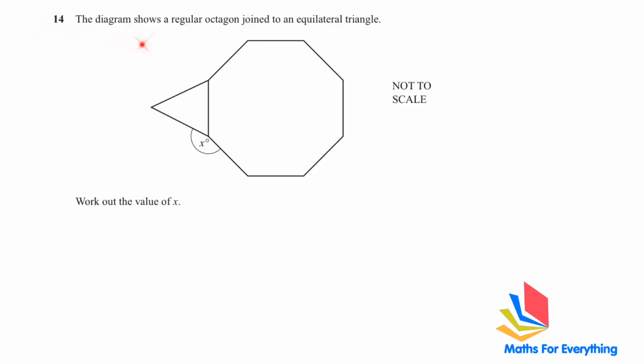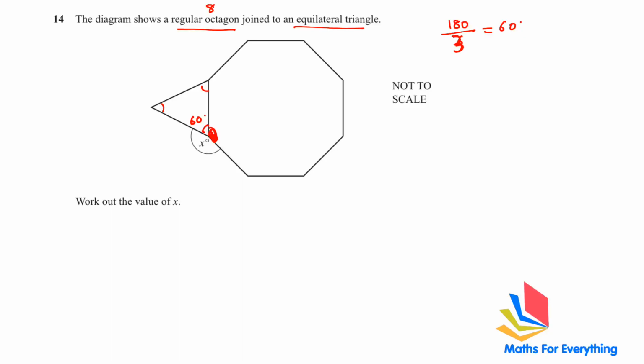Question number 14. The diagram shows a regular octagon joined to an equilateral triangle. Work out the value of x. Octagon means it has 8 sides. An equilateral triangle means all the three angles are going to be the same. And we know that by the angle sum property of a triangle, all three angles equal 180 degrees. Therefore, one angle will equal 180 divided by 3, which is 60 degrees. So this is 60.